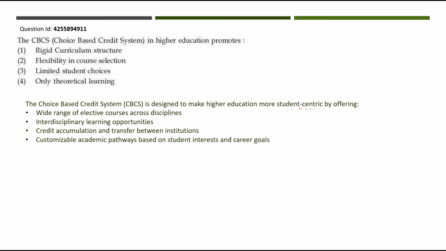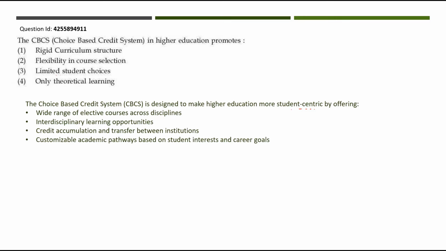What does it offer? Wide range of elective courses across disciplines. Interdisciplinary learning opportunities are created. Credit accumulation and transfer between institutions. Sometimes even inter-institution courses can be taken in this system. Credit accumulation means every course is given a particular value as credit. So once you complete that particular course, that credit will be added to your final result. Customizable academic pathways based on student interest and career goals.